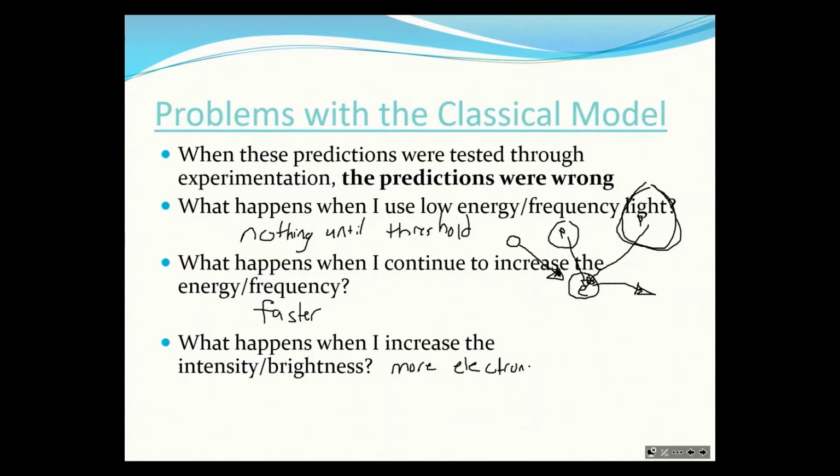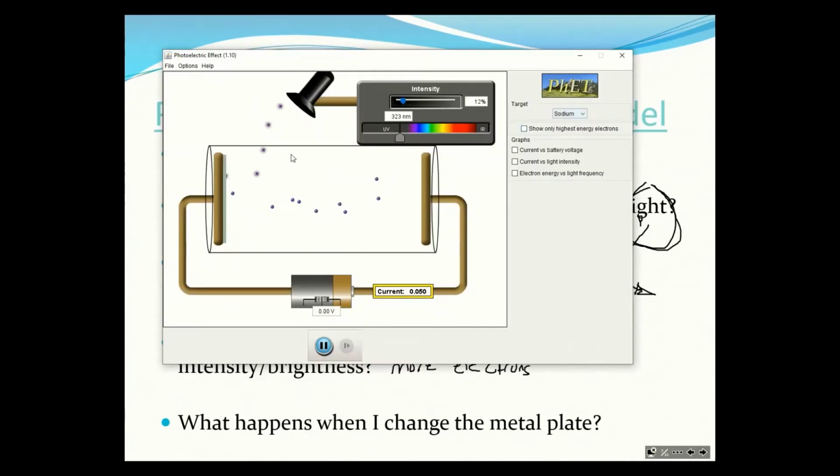Okay. And then one thing we need to look at is what happens when I change the metal plate. So right now I have a sodium cathode, is what we call it, so a sodium metal plate. If I change it to zinc, all of a sudden electrons stop. But if I increase my frequency, all of a sudden I get electrons to be fired off.